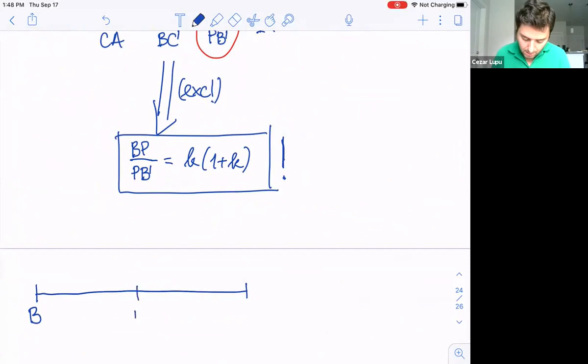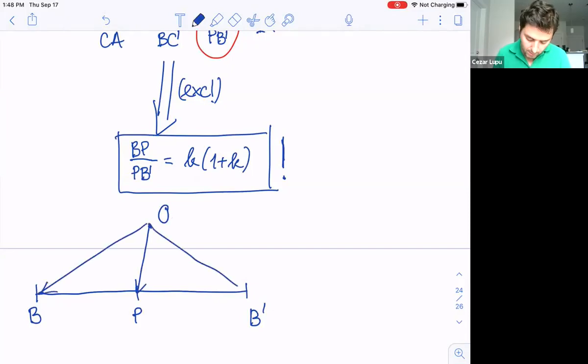B, P, and B prime. And here I have O. I'm trying to express the OP vector. So again, I'm going to use that relation that I gave you. I know that BP over PB prime is K over 1 plus K. So this implies that the OP vector will be what?